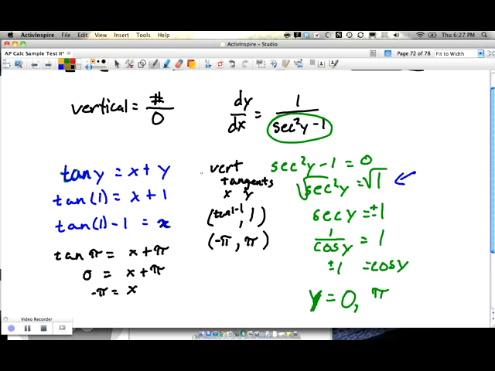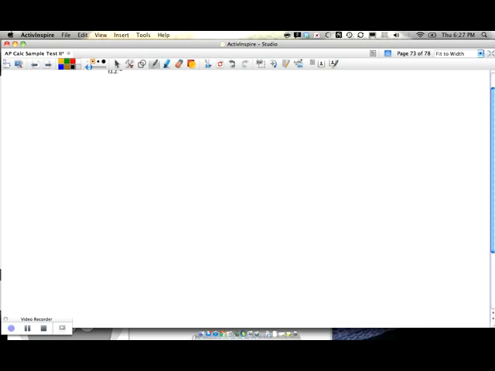Clean that up a little bit. There we go. All right, let's look at the next section. It says find the second derivative. Well, we know that 1 over secant squared y minus 1 equals dy dx. So I'm going to do a little bit of trig substitution here to simplify this denominator, make it a little bit easier to take the second derivative.